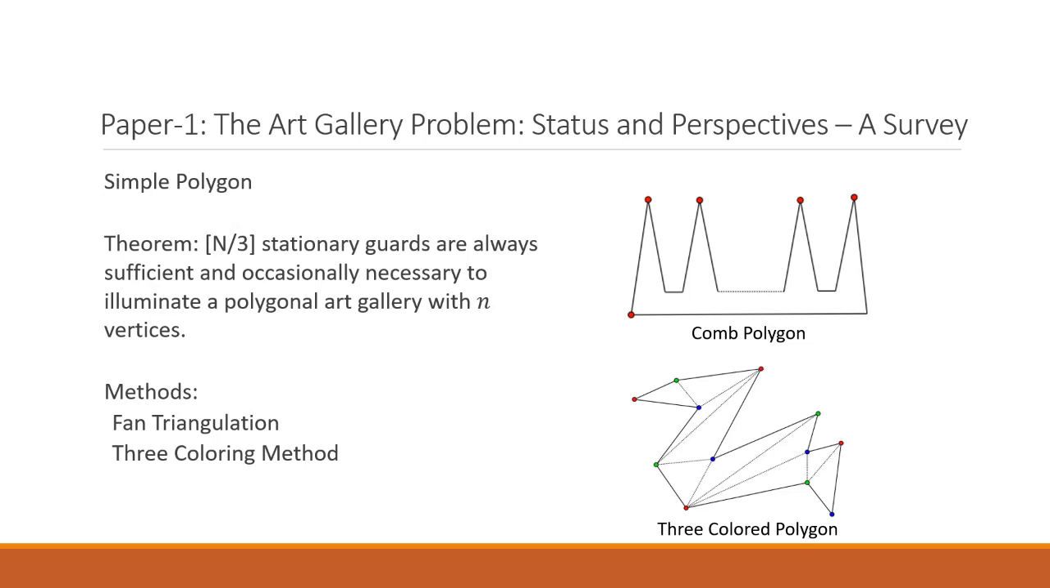Then later in 1978, Steve Fisk proved the same result using the coloring method. The graph of a triangulated polygon can be 3-colored such that no two adjacent nodes are assigned the same color. Then place the guards on those color nodes which have fewer occurrences to get the minimum guards. We can see the figures.